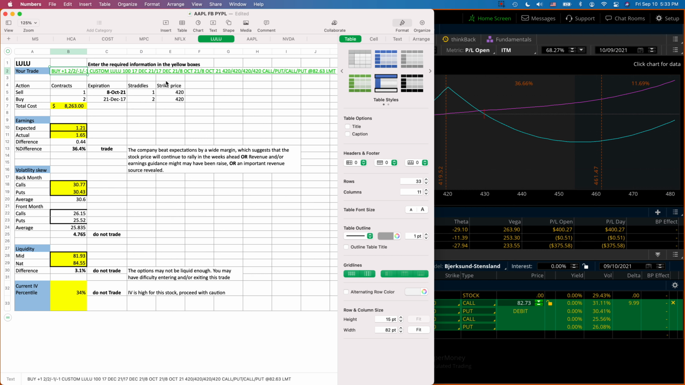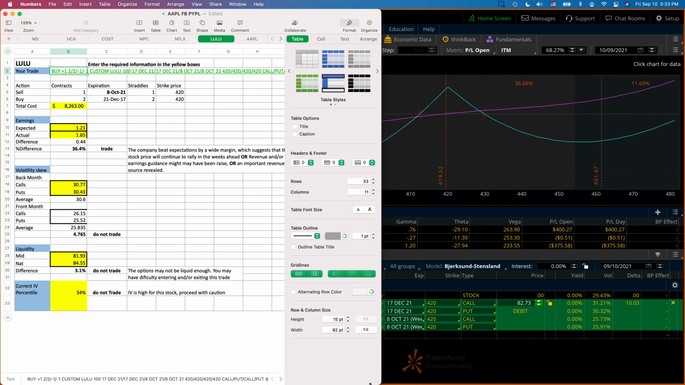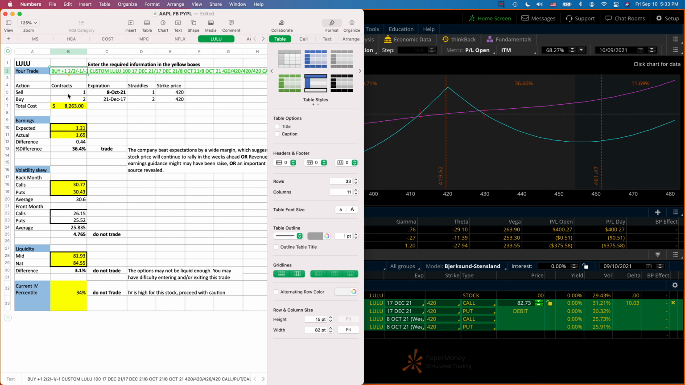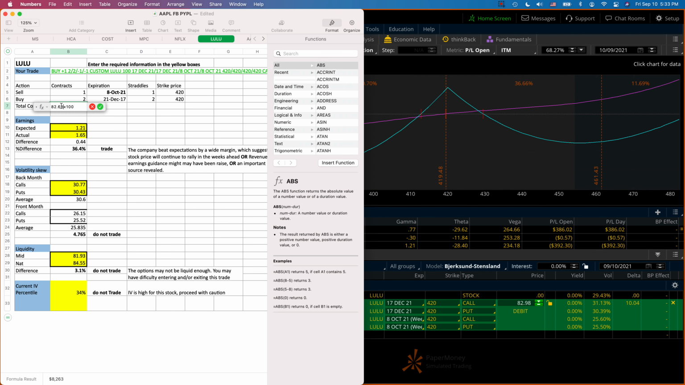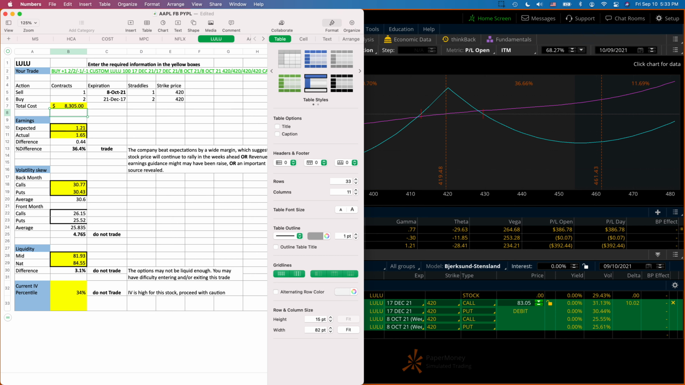Here you see it's the same trade, so October the 8th versus December the 17th. Okay, the strike price is 420, and so my price is 82.98. So we could do one, because it's close to, let's put 83.05, and that's 10% of my account. So I could do that.